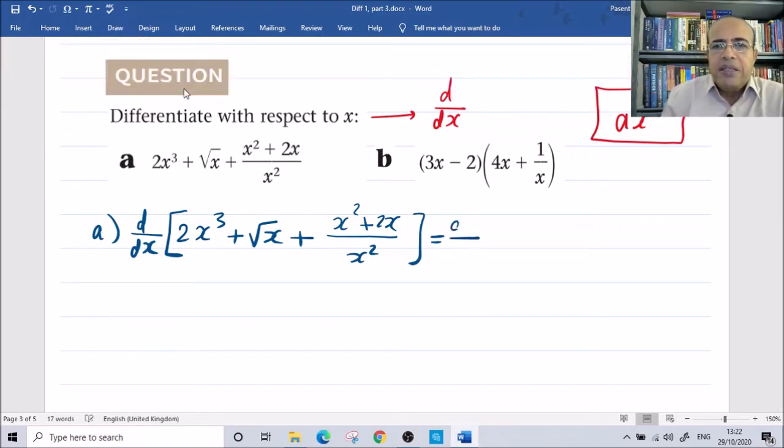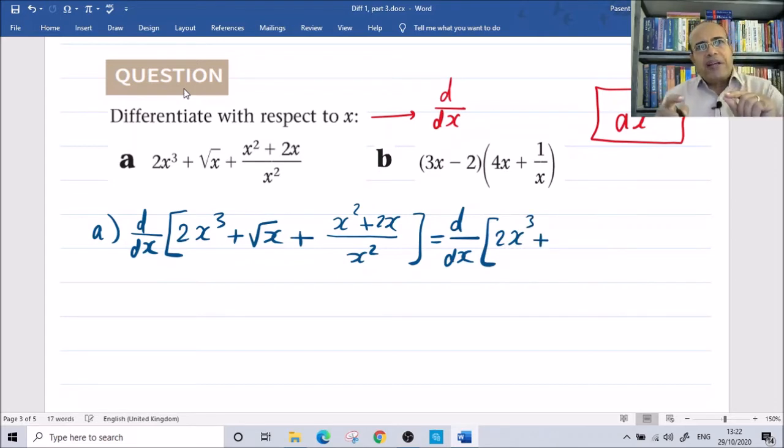Then we simplify each term to this form. Now we write d by dx. The first one is okay. It is in standard form. Square root of x, take care. Square root of x is x to the power half. So we write the square root of x as x to the power half.